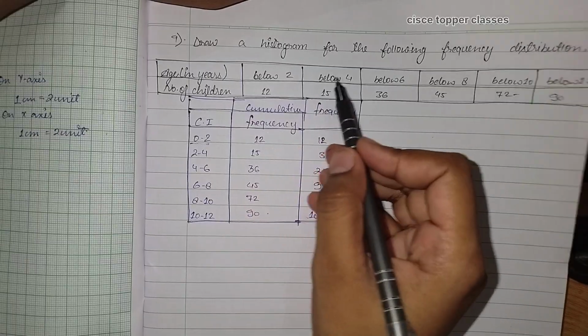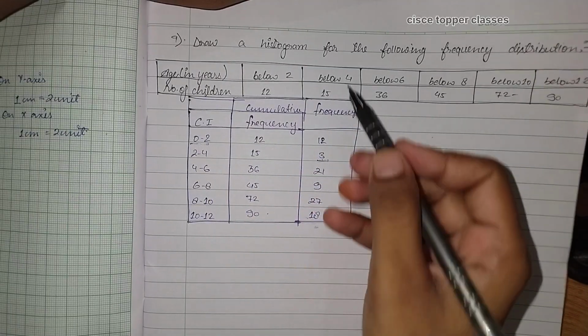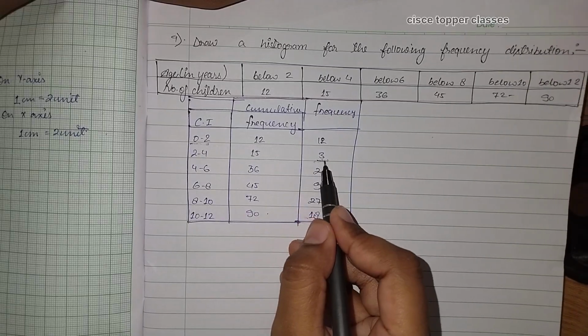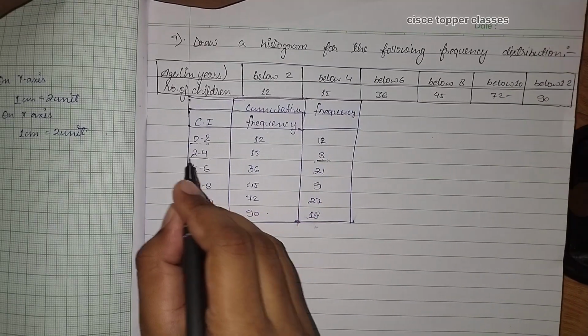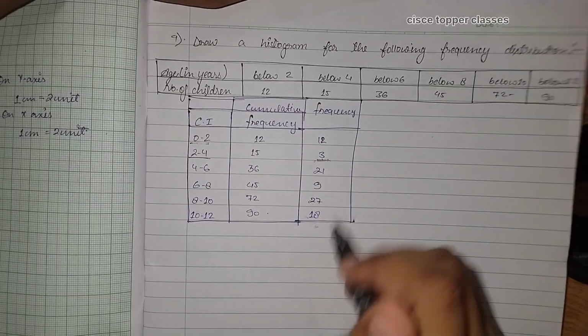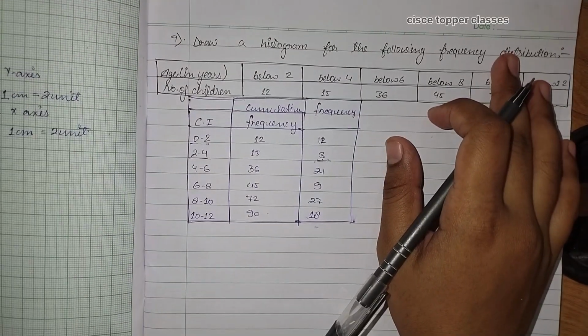intervals from 0 to 2. Then from 2 to 4 the frequency will be 3. We will subtract the previous frequency from the next frequency, so we will get the frequency of the class interval. These are the frequencies here. With the help of this only, we have to draw the histogram here.